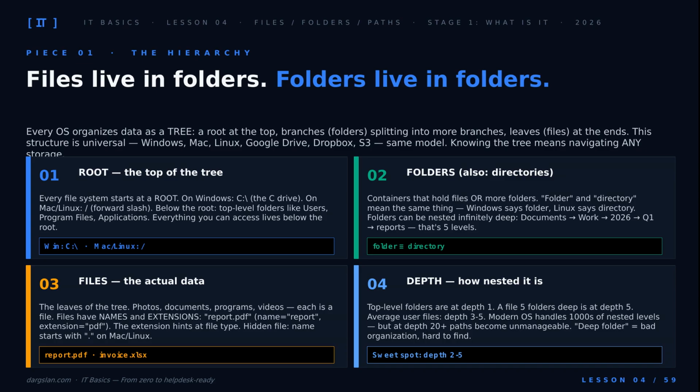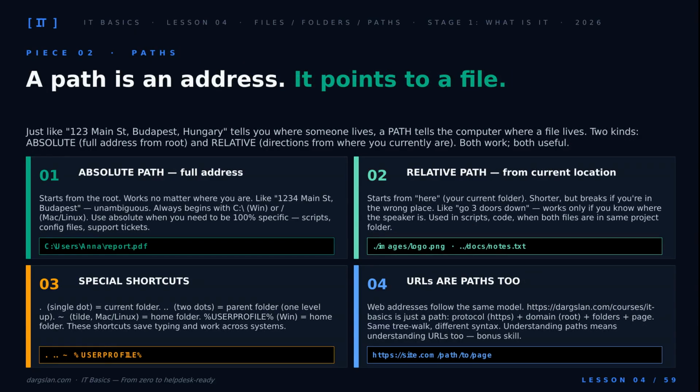Windows just prefers one word, Linux the other, and while you can nest folders thousands deep, the sweet spot for sane organization is 2 to 5 levels. Now that you can picture the tree, you need a way to talk about specific spots in it, and that's what a path is. Think of it like a street address.